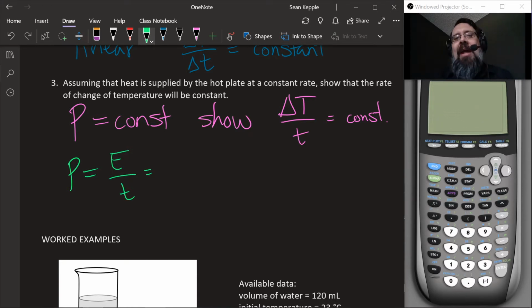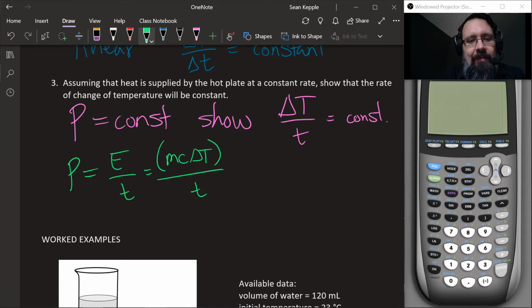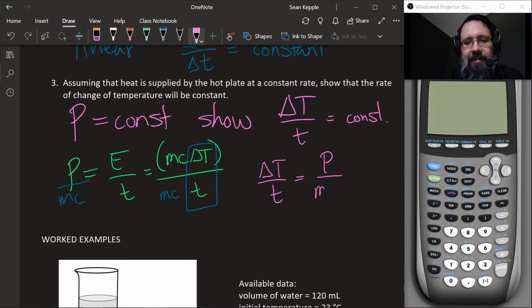But we don't really talk about energy. We talk about a more specific form of energy when we're doing thermal physics. We talk about heat. So that means that the energy is actually mc delta T. That's the heat that we're adding to it. So now we can see that our rate of change of temperature is right there. So there's our delta T over t. So all we have to do now is just divide both sides by mc. So if I divide both sides by mc, mc here and then divide by mc here, we get the result that delta T over t is equal to P over mc.